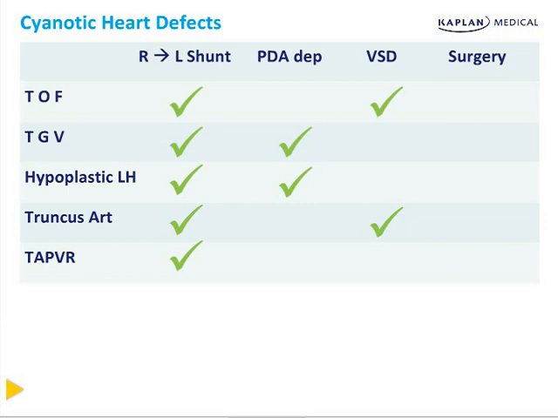Tetralogy of Fallot and truncus arteriosus. Remember, they both had an overriding artery, aorta, hanging out over a VSD. They both have to have a VSD to be the congenital disease that they are. And then the treatment for all of them is ultimately surgery. But remember, the ones who are PDA dependent must get prostaglandin E1 and must not get indomethacin or NSAIDs.